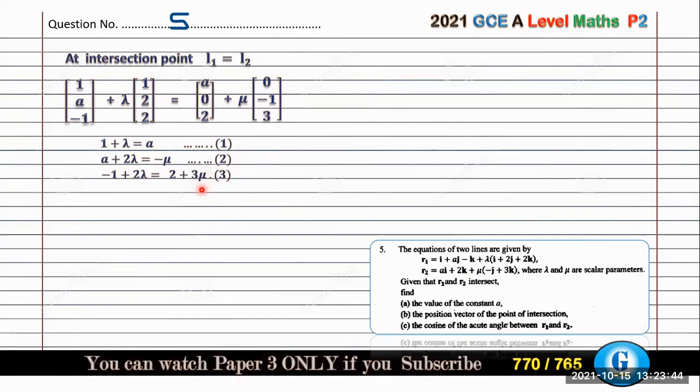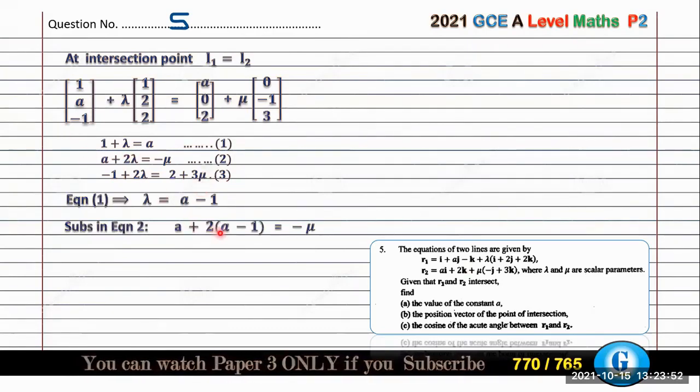But since this question wants us to find a, we can just look for a directly, right? So in equation 1, we make lambda the subject, and lambda will be equal to a minus 1. We substitute in equation 2. We will have a plus 2 into a minus 1 is equal to minus mu. When we simplify this, we'll have 3a minus 2 equals minus mu. So here we have made mu the subject. So mu becomes 2 minus 3a.